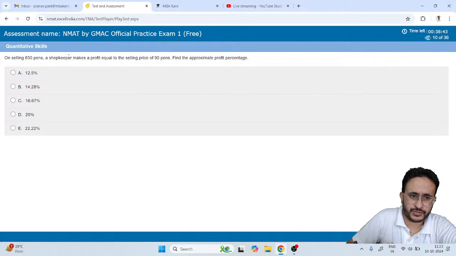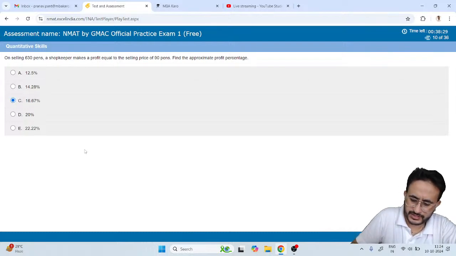1/6 if we choose. 1/6 we will choose. So profit is 105. Selling price will be 735. Okay, so we will choose 16.67. So cost is 630. Profit is 105.